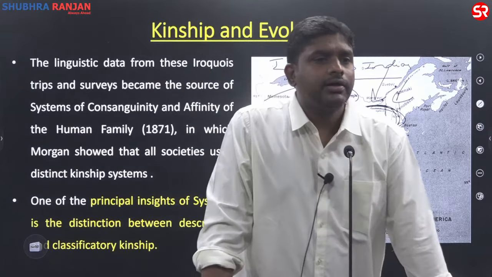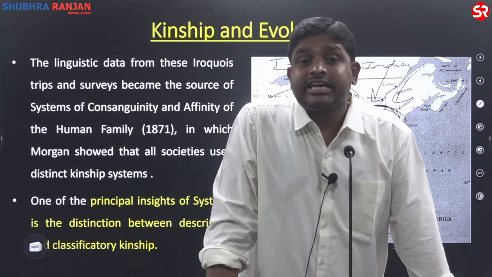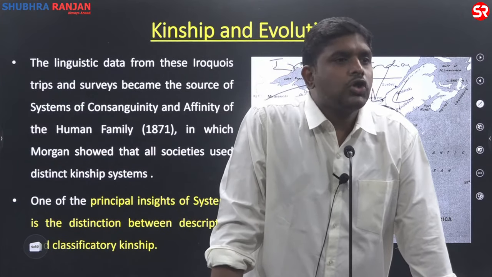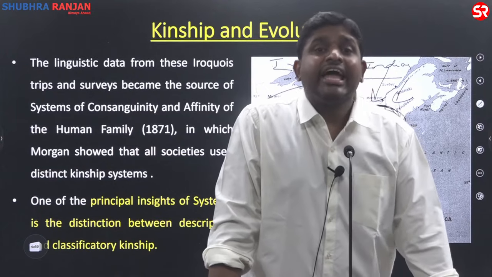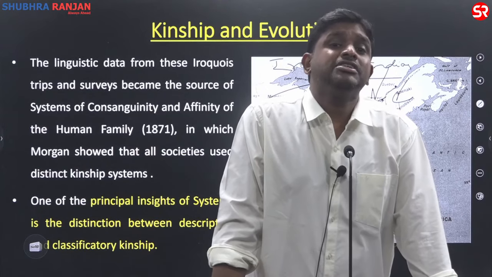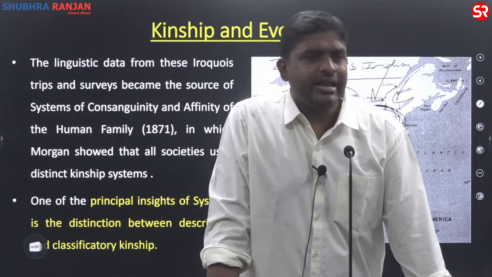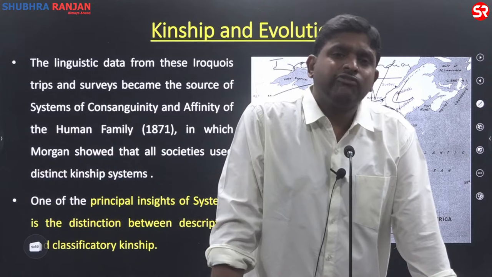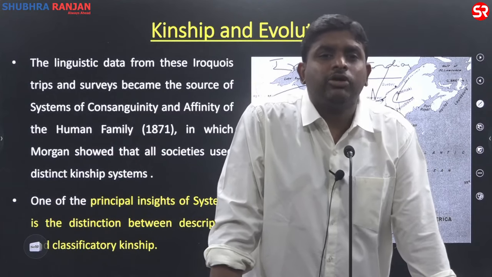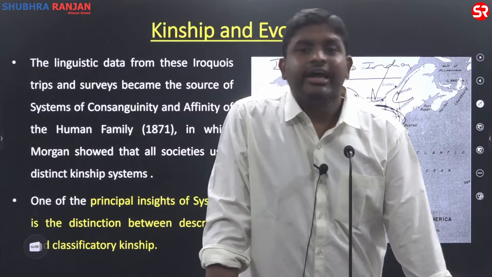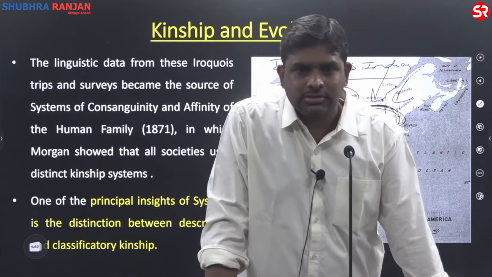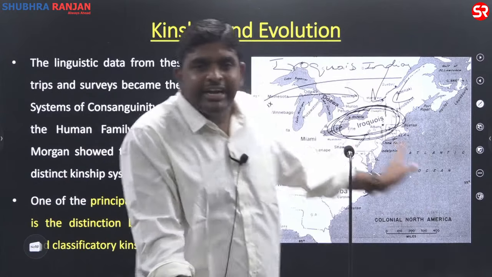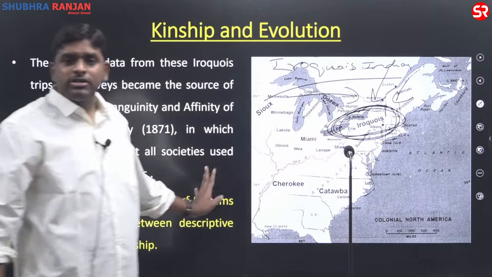In North America, tribes are called Indians. They will call them Red Indians, Crow Indians, Iroquois Indians. The earlier name given for the tribes is Indians. Then the name changed to tribes, but in North America today they also give the name for any tribal community, after Iroquois, Indians: Red Indians, Crow Indians. Indians means what? In North America it is called a tribe. So he did field work where? Iroquois Indians.